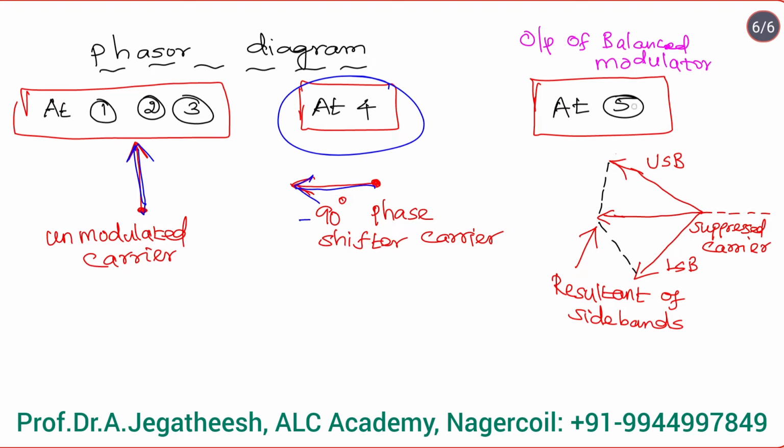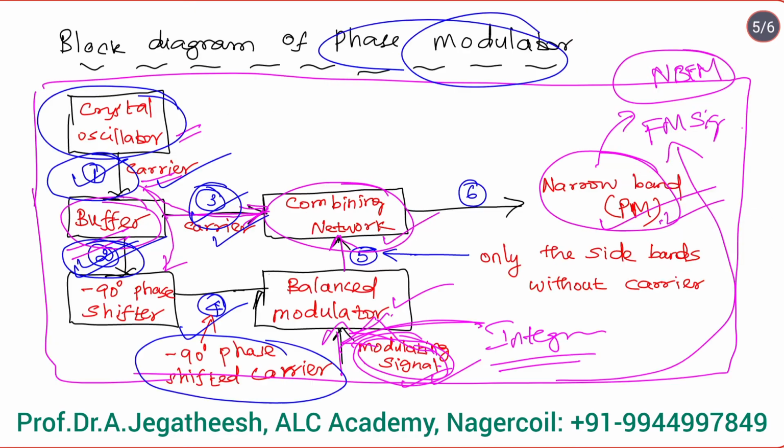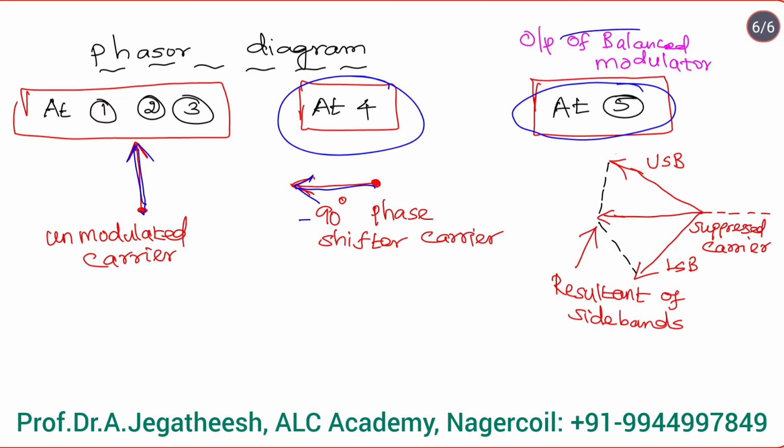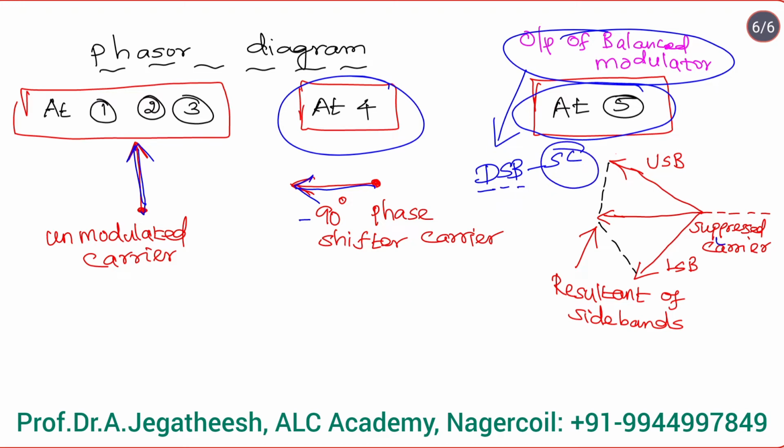Now we will consider position 5, which is the output of the balanced modulator. The output of the balanced modulator will be DSB-SC, that is, double sideband suppressed carrier. Here the carrier is suppressed and the two sidebands are represented as the upper sideband and the lower sideband, and the resultant of the sidebands is indicated by this line.